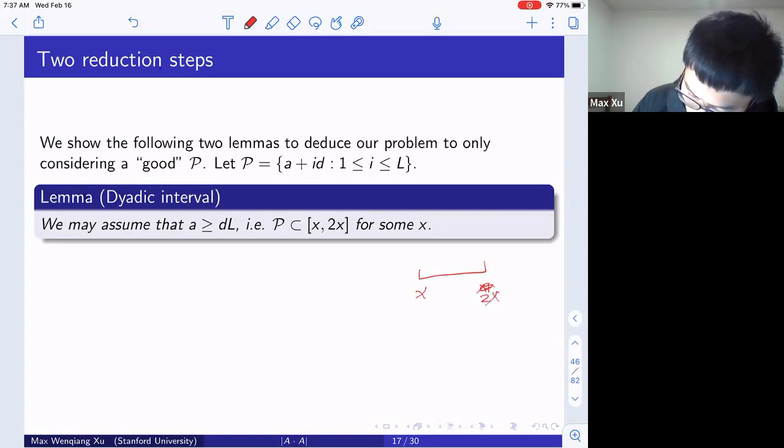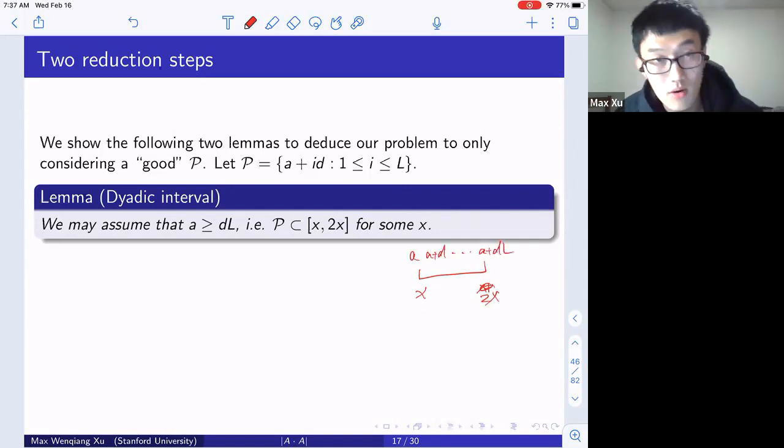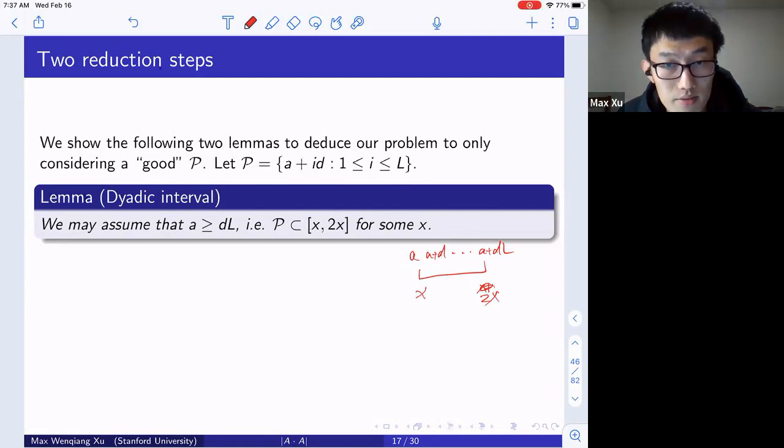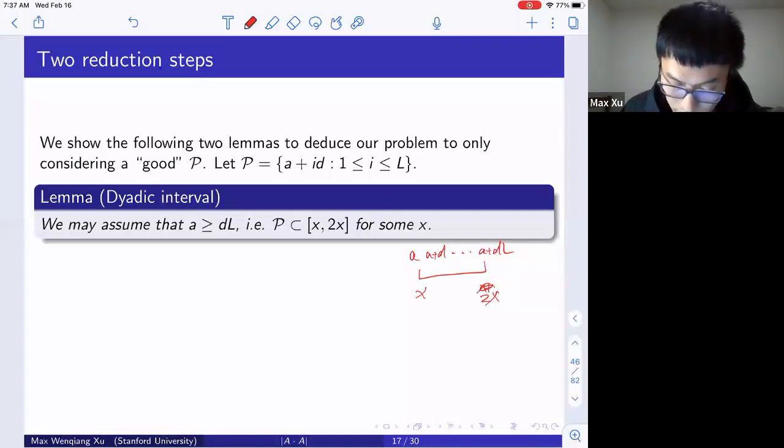Let's say 2x. So if this is A and A plus D, A plus DL. Roughly speaking, our AP will be inside this short dyadic interval. So we don't need to worry about this short interval stuff. That's the first lemma, the basic thing. And why is this true? Why can we do this?